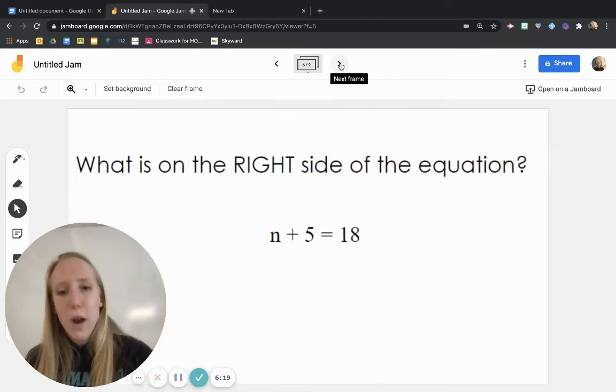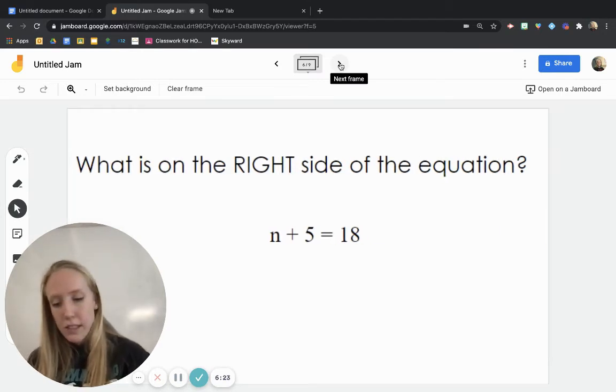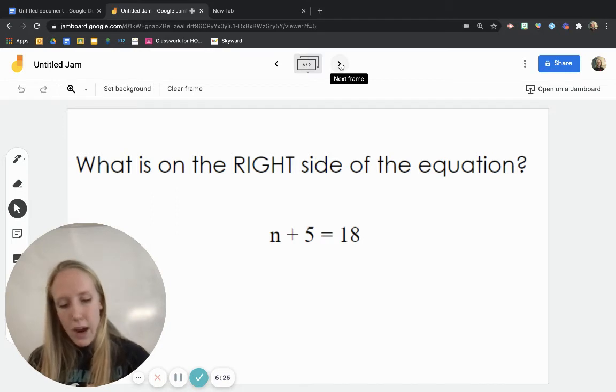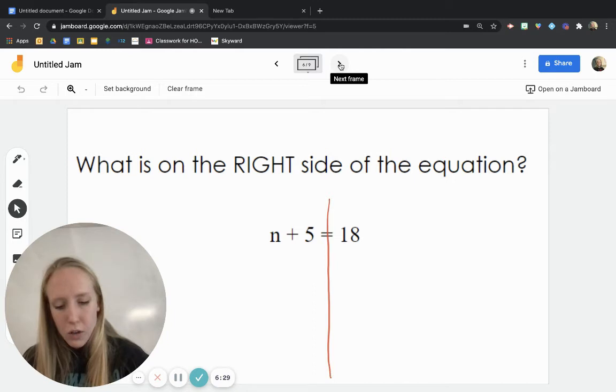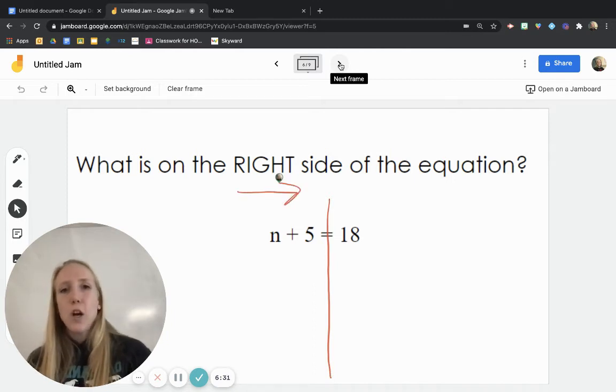Okay. Now, what about the right side of the equation? This is the same equation. Let's draw that same line again. What is on the right side of the equation? Well, remember, right goes that direction. So I'm thinking, okay, what's on the right side of this equation?